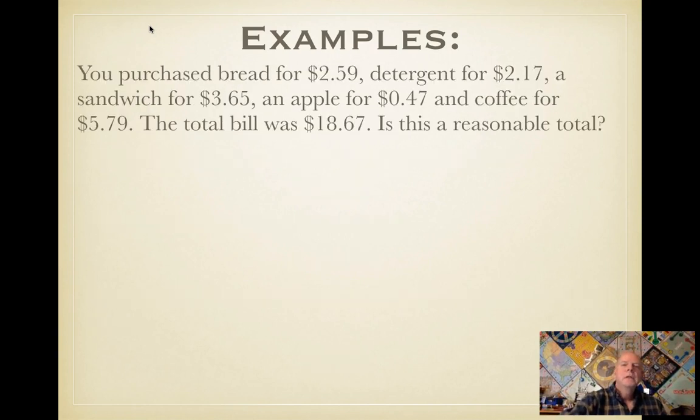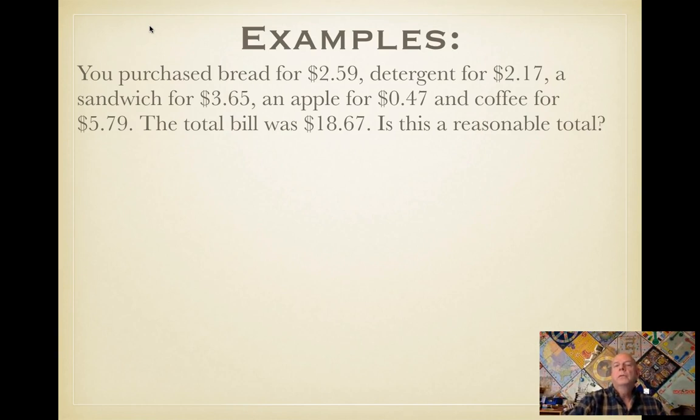All right? Different type of problem here. So that was our concept of rounding. If you still haven't caught that, maybe rewind and go back and look at that again. Okay? But a different kind of estimation now. Here we've gone into a grocery store and we have purchased bread for $2.59, a bottle of detergent for $2.17, a sandwich for $3.65, an apple for 47 cents, and a bag of coffee for $5.79. Total bill was $18.67 when we got up to the cash register. That's what the cashier told us that we owed.